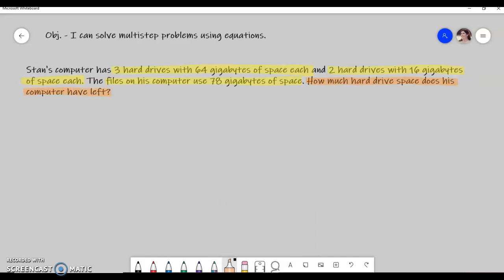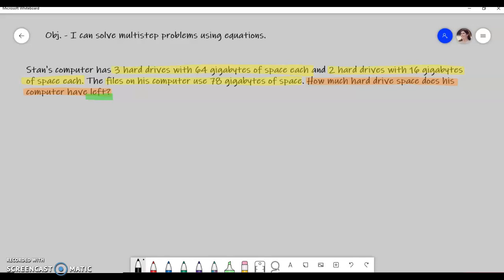Now, the fact that they're telling us how much does he have left is crucial because they're telling us we want to know how much is left over. So, we have to do this in multiple steps. I know multi-step problems aren't our favorite, but this is what we got to do.